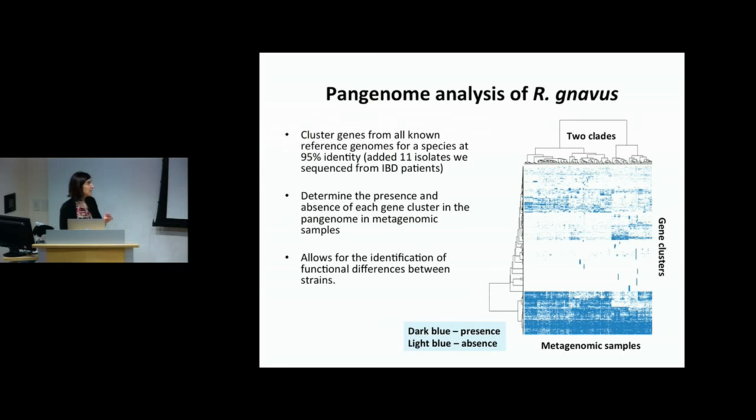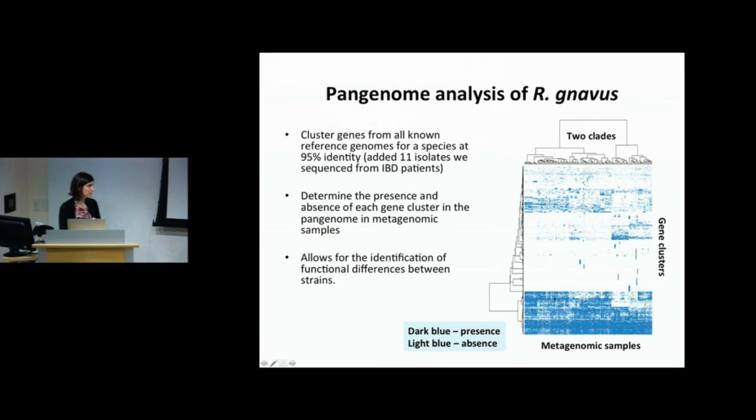So we wanted to dig deeper on R navis. We looked at all of the published genomes that were present. There were not that many of them. So we isolated more navis from stool samples from people that have IBD. We sequenced those genomes, and we could determine all of the gene clusters from all of those genomes. That's called the pan-genome. And then we could map our samples to those genes.